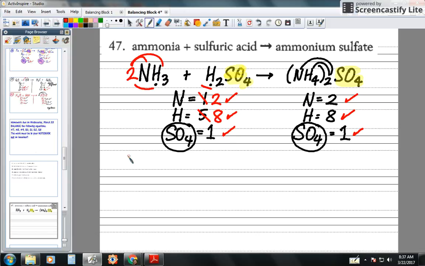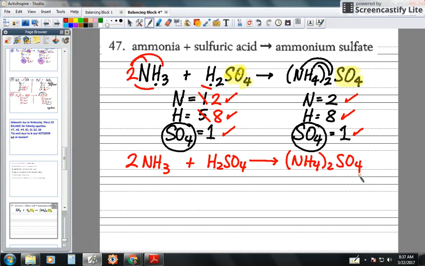And so the final answer is that 2 moles of ammonia react with 1 mole of sulfuric acid, and that produces 1 mole of ammonium sulfate. And hopefully you can notice that this is a synthesis reaction.